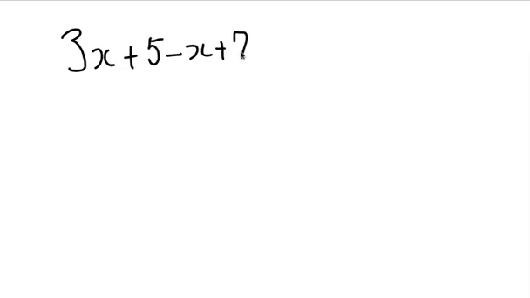Combining like terms is a skill that we use when we have a variety of different variables in our equations. So for instance, if we had the equation 3x plus 5, but then also subtract x and then add 7, we've got a lot of different things going on here. You can see we've got 3x's here, and we've got a negative x here.